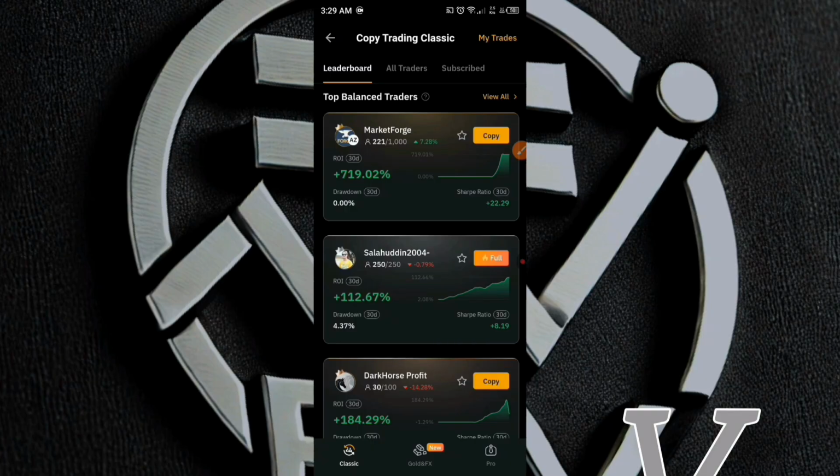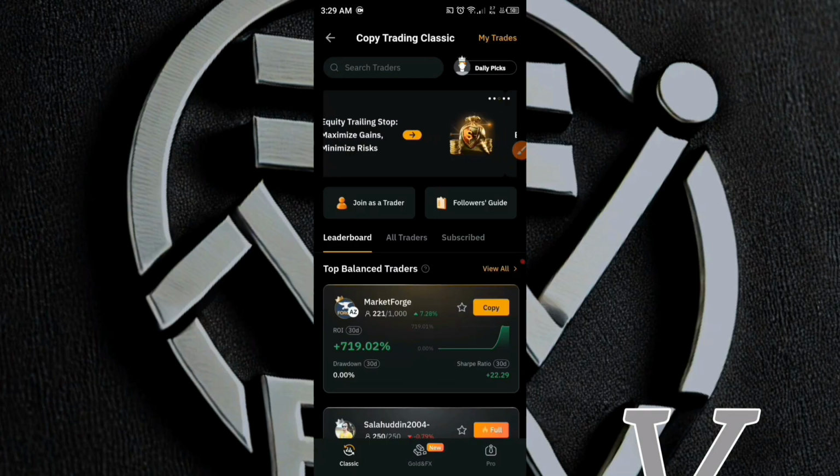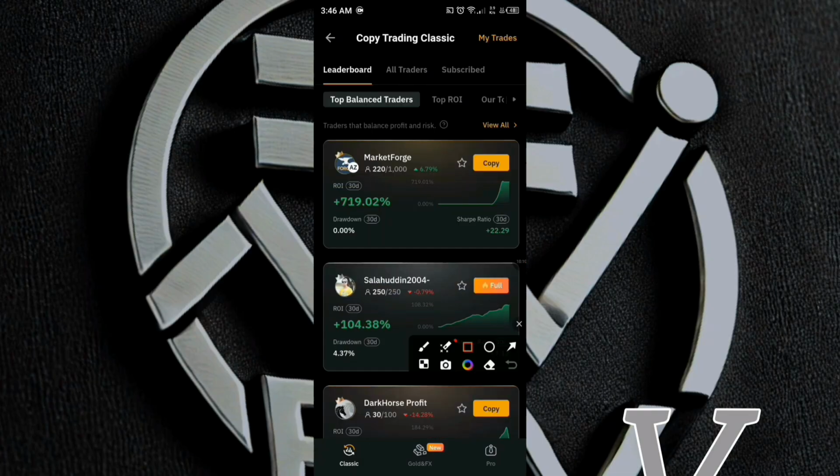Once you've gotten to the copy trading page, all you have to do is pick the right trader to follow, or the best master trader to follow. As you can see, there are different categories of traders that you can select. There are the top balance traders, the top return on investment traders, there are top picks, there are top new talents, and many more. I'll be explaining them one by one.